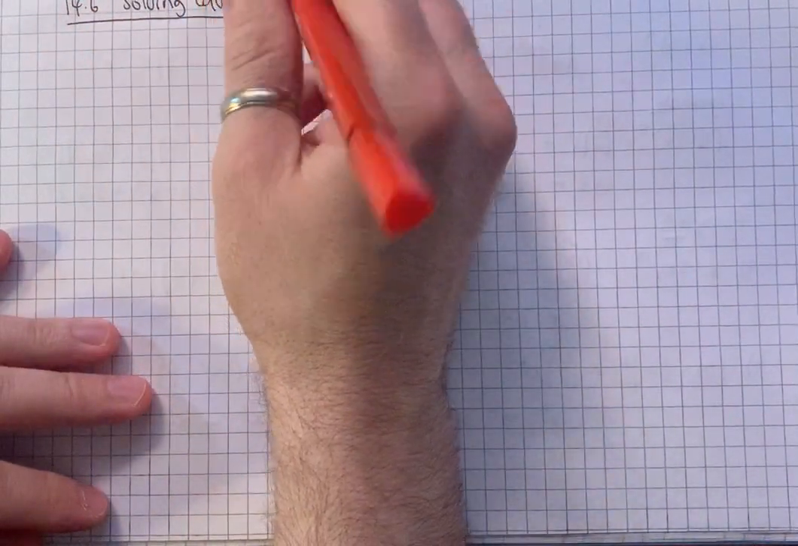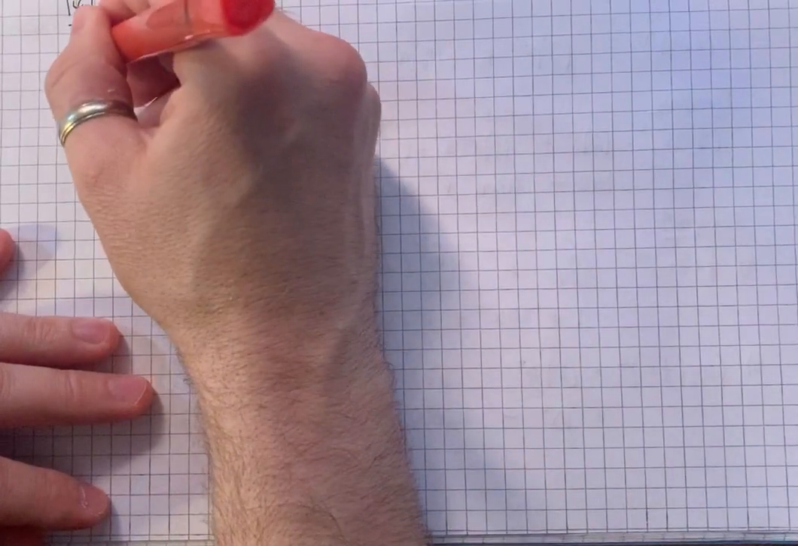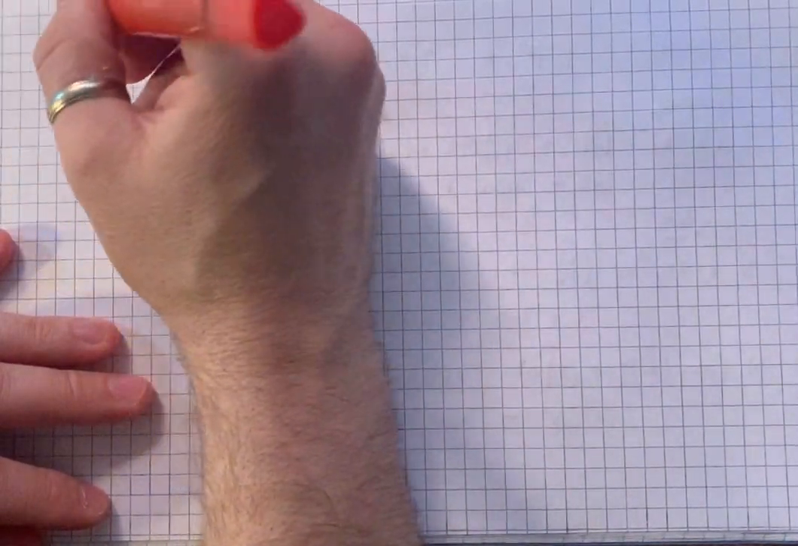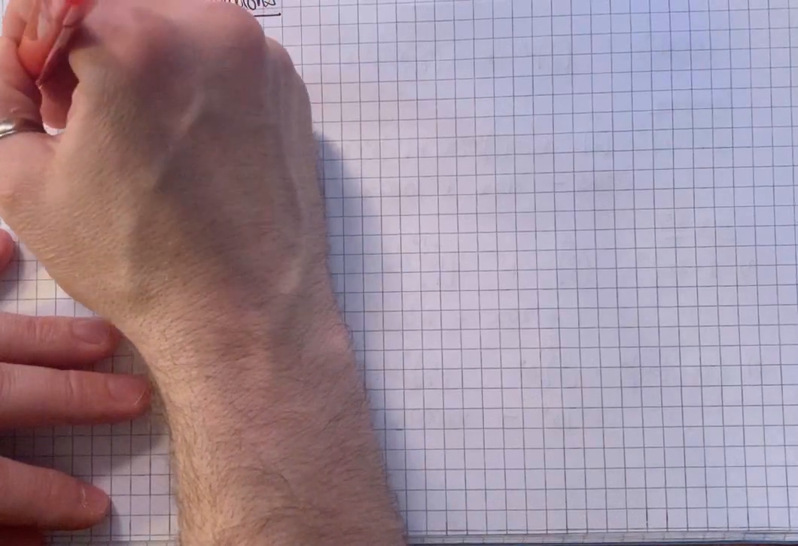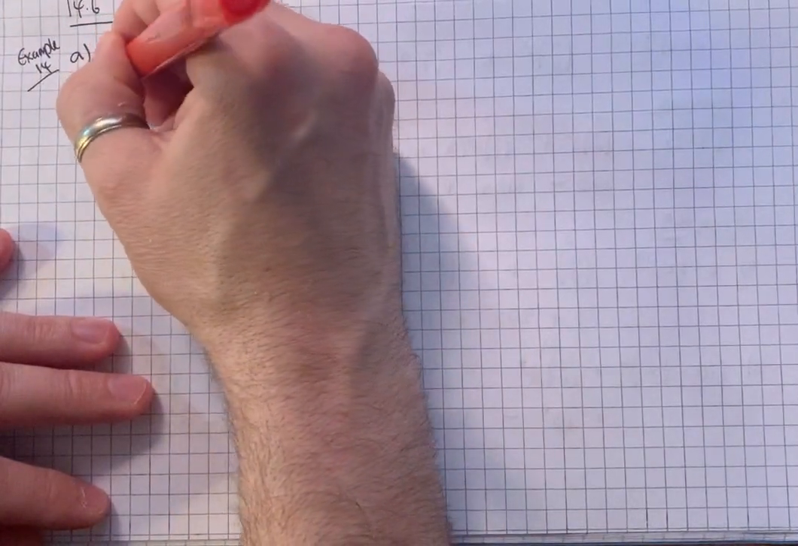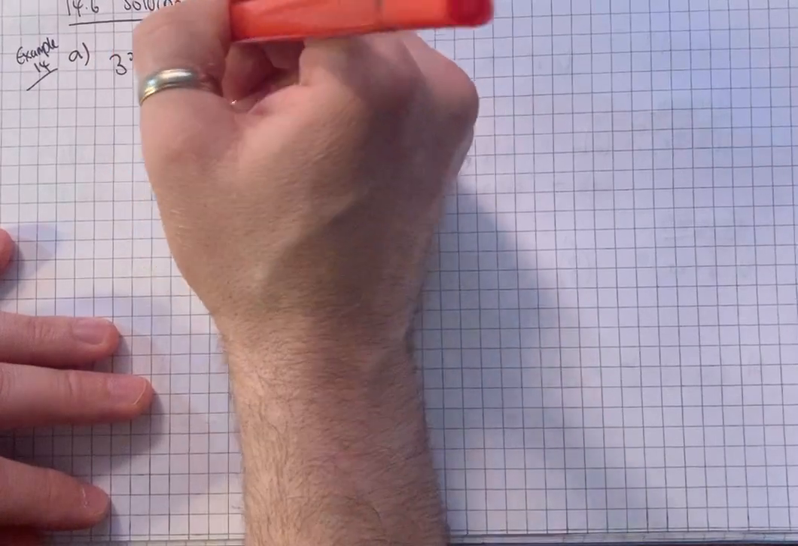So in this part of the chapter, we're just going to look at solving some problems involving logs. Just example 14. Three to the x equals 20.